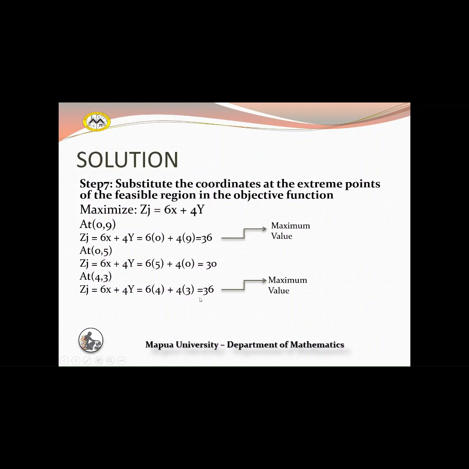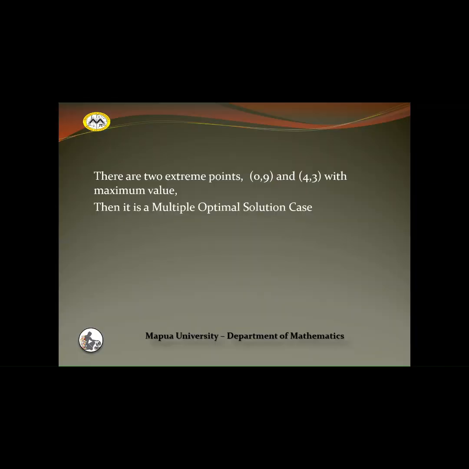Now, since the objective function is to maximize Z, we consider the highest value. It so happened that these two values are both 36 and higher than 30. Then we have two optimal solutions here, either at (0, 9) or at (4, 3). So this is an example of multiple optimal solutions because we can consider two extreme points: one at (0, 9), and another at (4, 3).